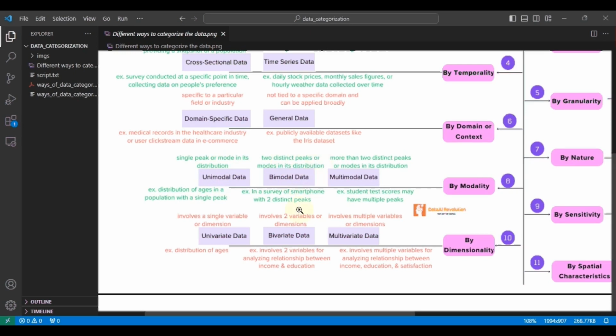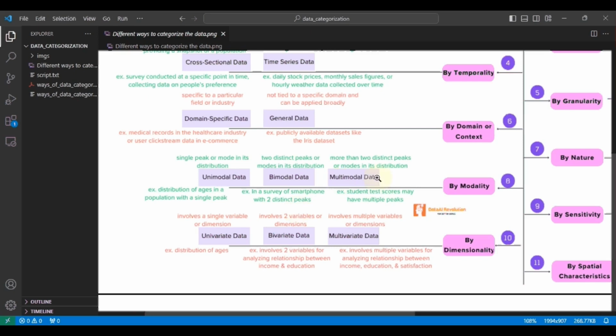So we can plot any data, and in that distribution, if there are two peaks, then we can say that it's bimodal data. And in case of multimodal data, we will have more than two distinct peaks or distinct modes in its data distribution. If you want to understand a little bit more about unimodal, bimodal, or multimodal data, I recommend you watch my histogram video, which is already there in the data visualization playlist.